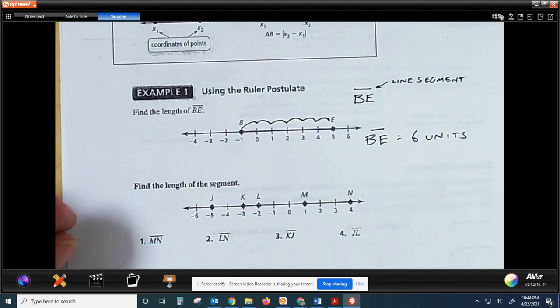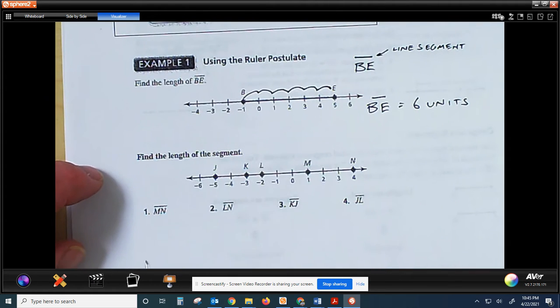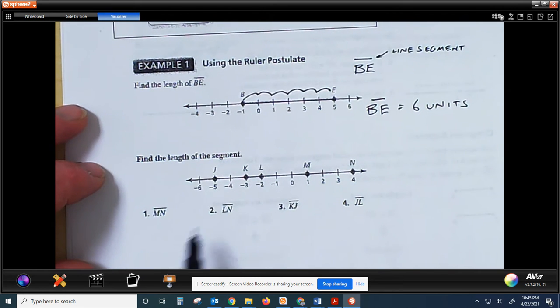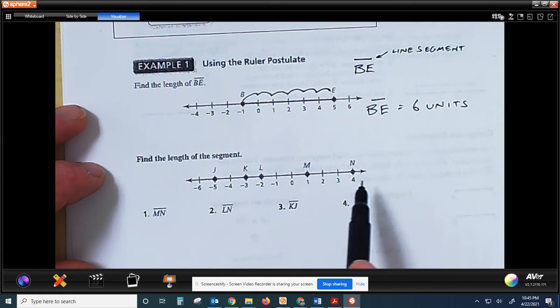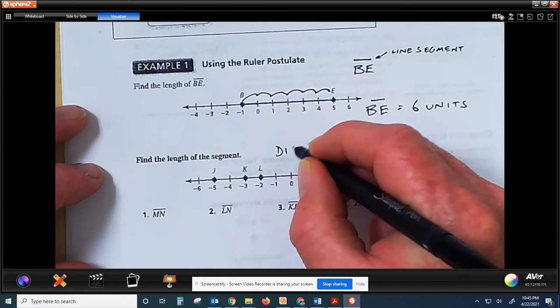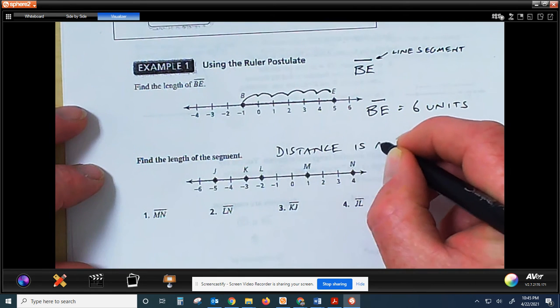Interesting. Down here below, I'm going to try a couple of these, and then I want you to try some. So we'll pause in the classroom. So I'm going to try to find M to N. These are distances. So it doesn't exactly mean negative to the left and positive to the right. Distance is always positive.